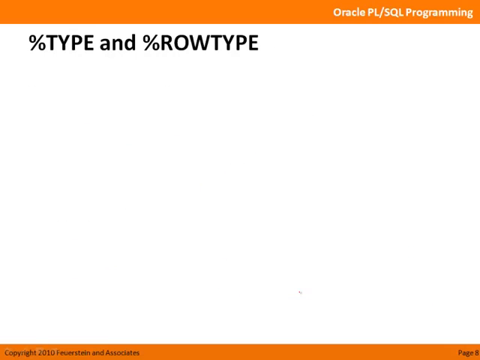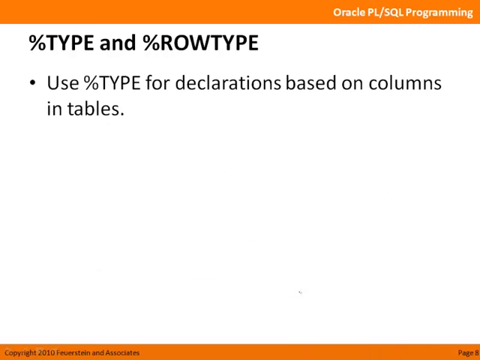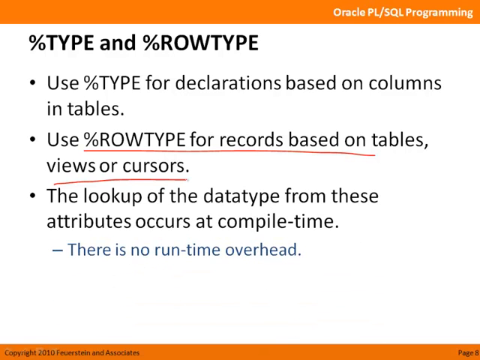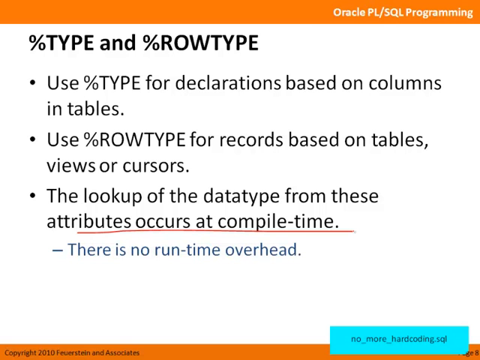How do you do this? Well, the most common technique for SPAD-ification or anchoring of data types for declarations is %type and %rowtype. I can use %type when I declare variables based on columns in tables. That's the most common use of %type. But you can also use it to anchor back to other PL/SQL variables. I use %rowtype, as you already saw, for records based on tables, views, and cursors. Note that the lookup or resolution of the data type from these attributes occurs at compile time. There is no runtime overhead from using %type or %rowtype. Let's take a look.